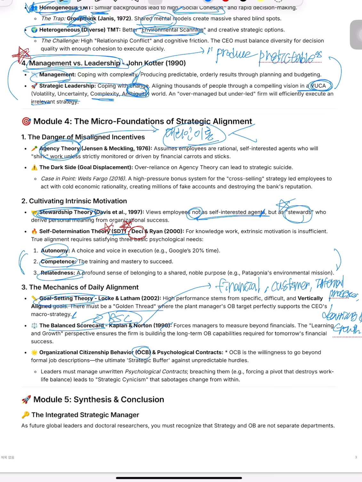In a complex, fast-moving world, no strategy can predict every hurdle. So we need employees who can use their own judgment to solve problems in a way that is consistent with the firm's strategy. So OCB, organizational citizenship behavior, is the ultimate strategic buffer. Furthermore, we must address the role of psychological contracts as well. We call that 심리적 계약 in Korea. OCB we call 조직 시민 행동 in Korea.